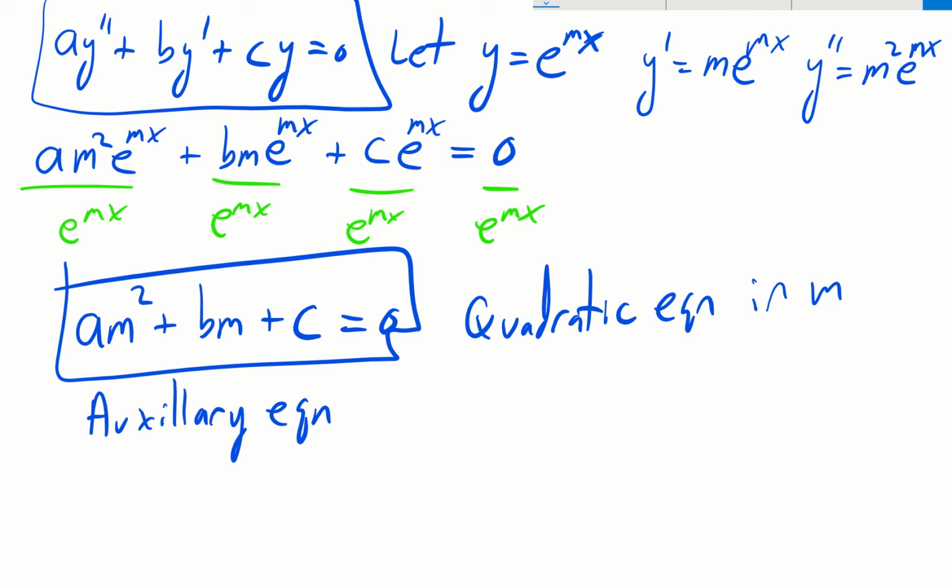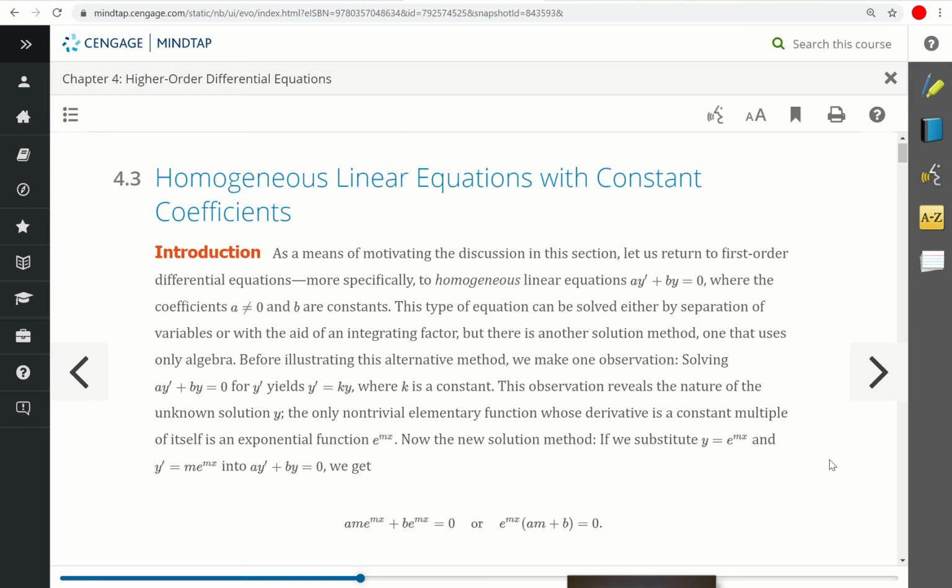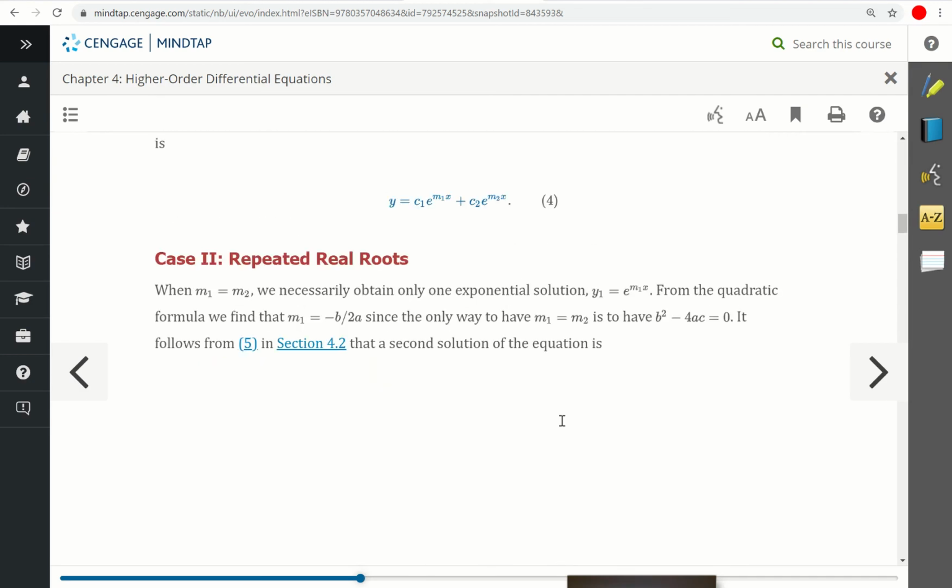Okay? And it turns out, you might recall this, or you should recall this from algebra, that there are 3 qualitatively different types of solutions to this type of quadratic. We can have either distinct roots, repeated roots, or complex conjugate roots. Okay? Let's go through each of those cases.